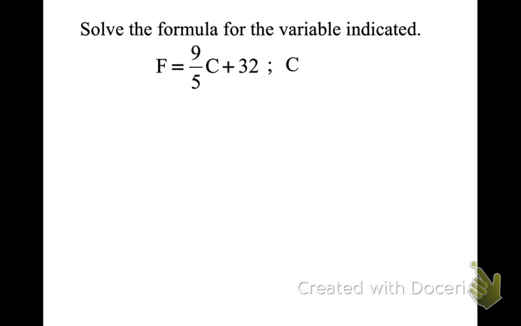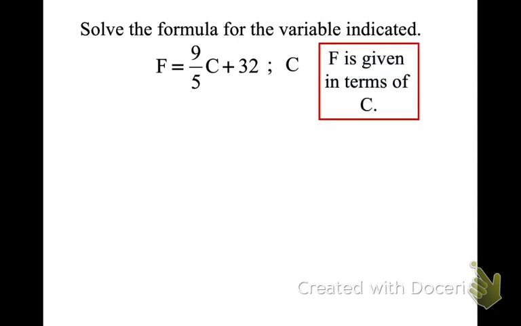All right, the next formula is given to us. It's about the conversion of Fahrenheit to Celsius. F is given in terms of C. So the first thing we're going to do is, it's easiest to undo the addition and subtraction. So subtract 32.